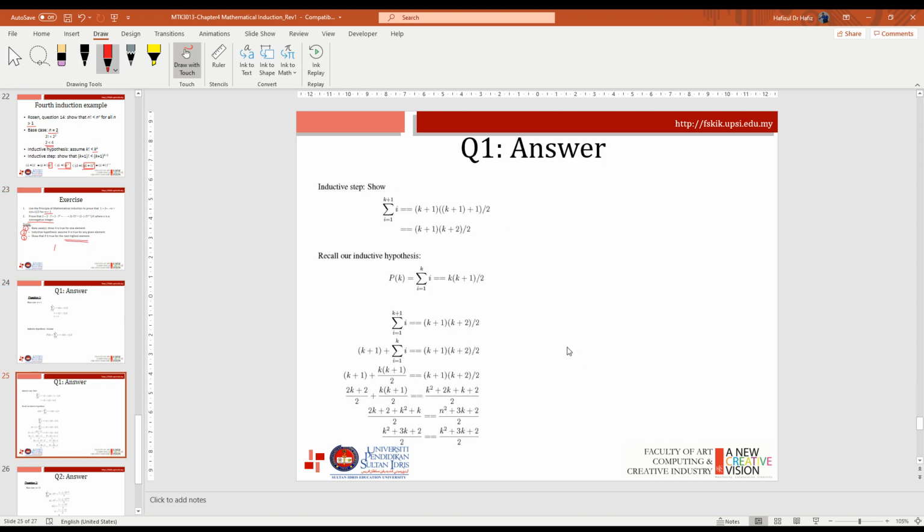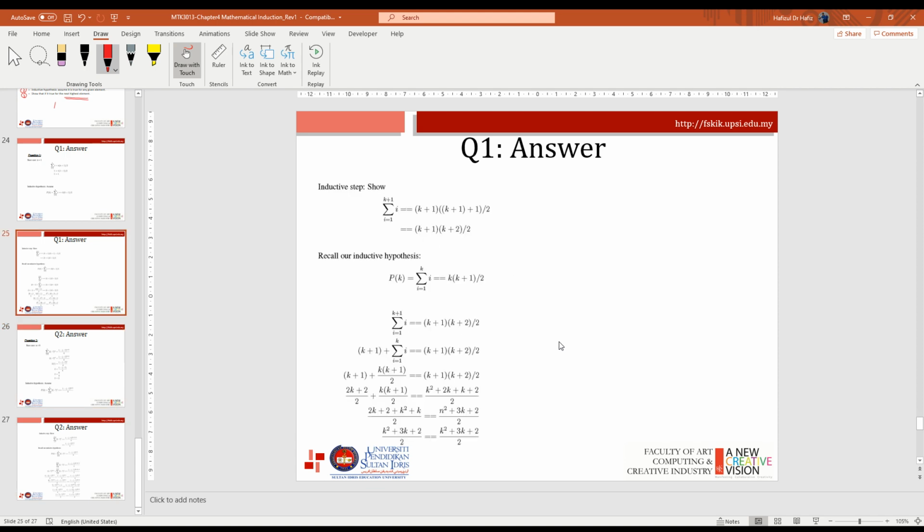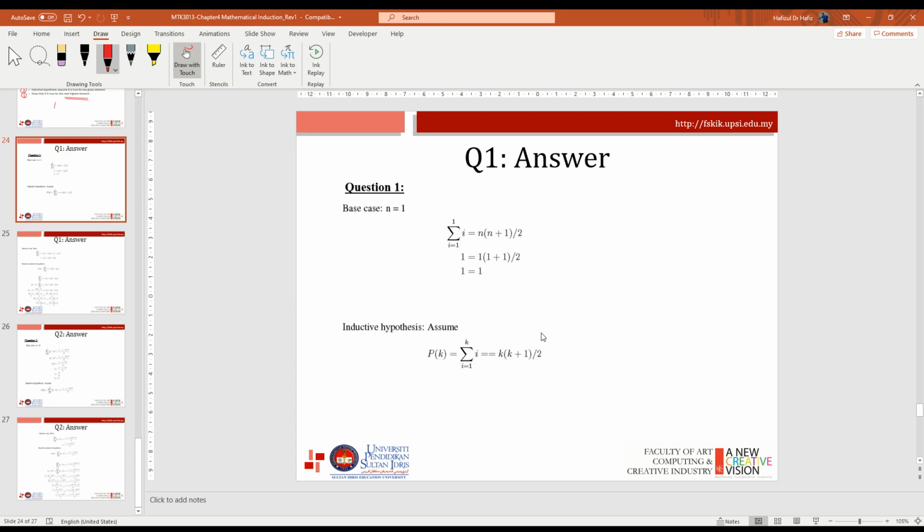This one is question 1, 2. Question 1. Basically, you show the base case at 1. For the sum of i, maximum i equivalent to 1, equal to n(n+1) divided by 2. So we replace this one by 1. We got 1, (1 plus 1) divided by 2.